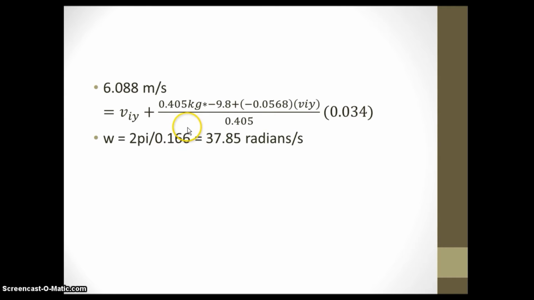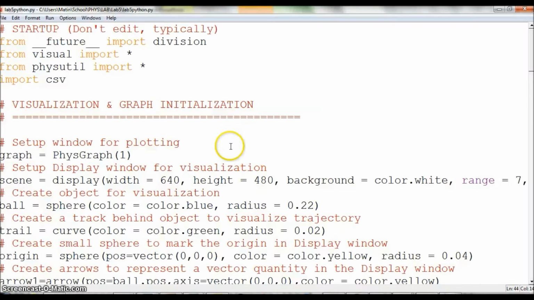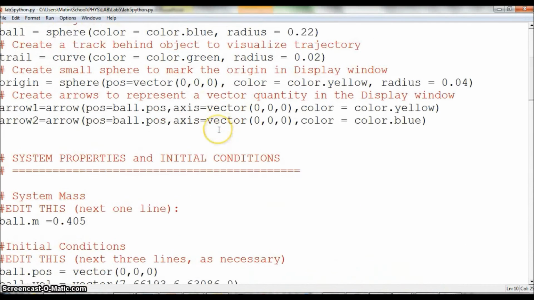And to calculate my angular velocity, I used 2 pi, which was the amount of the full rotation, so the full circle of the ball, divided by the amount of time it took for it to do. And this was an average of 0.166, the average of the time it took for the ball to make 3 separate circles, and that's how I calculated my angular velocity. Now let me take you to my code.